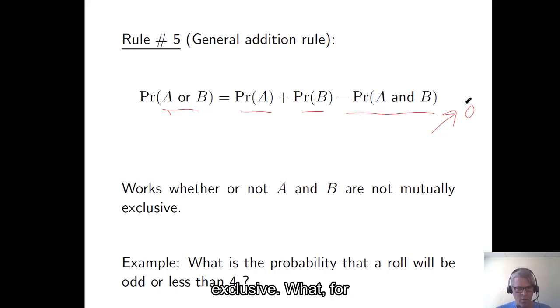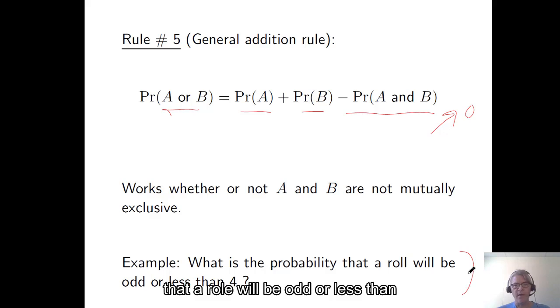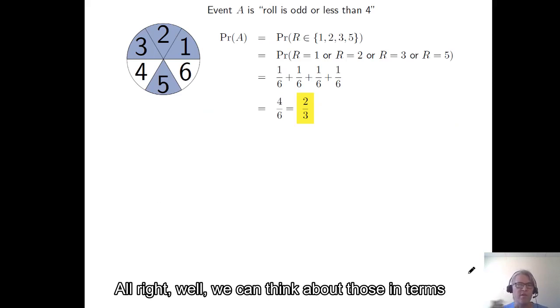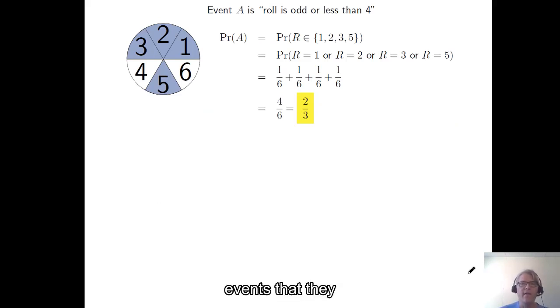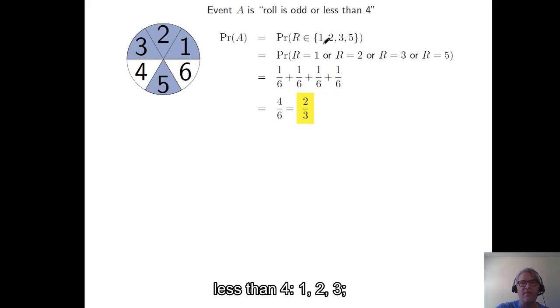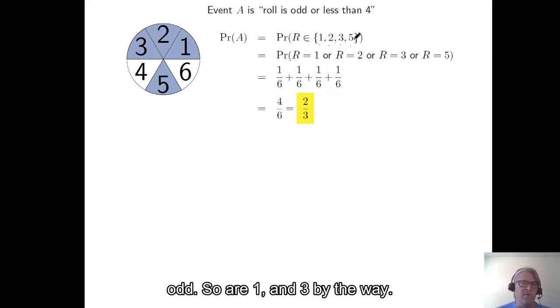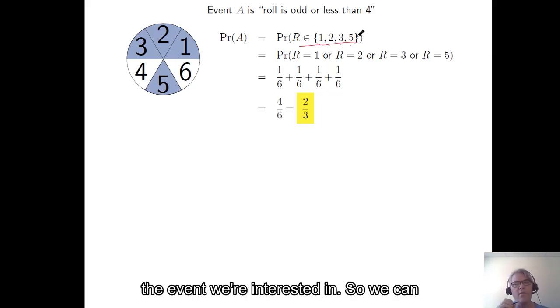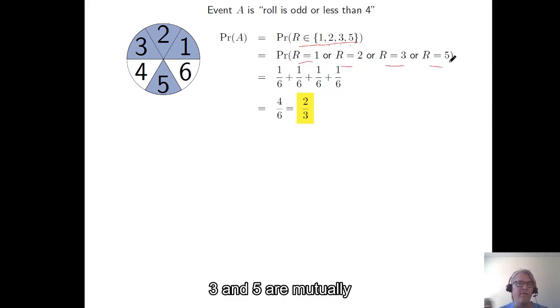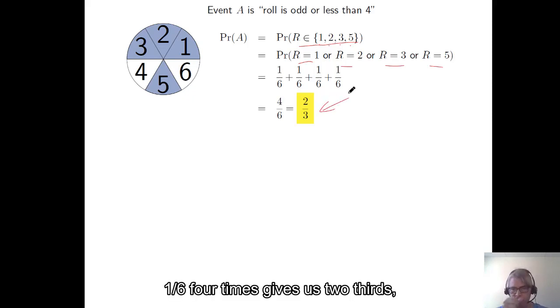For example, what's the probability that a roll will be odd or less than 4? All right, well, we can think about those in terms of the distinct events that they entail, or in this simple case, we can just think about what are all the numbers that are odd or less than 4. 1, 2, 3, and 5, right? 1, 2, and 3 are less than 4, and 5 is odd. So is 1 and 3, by the way. But anyway, those are the relevant values for the event we're interested in. So we can just sum them up because these rolls of 1, 2, 3, and 5 are mutually exclusive, and we get 2/3. 1/6 four times gives us 2/3.